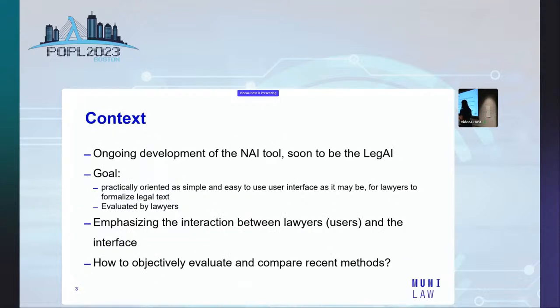This is the outline. I will just go straight to the first slide. The context of this research, which is work in progress, is that we were developing the normative AI tool, soon to be DeLeak AI, and it's based on annotations of different parts of the text and providing the logical relationship between these parts of the text. Our goal was to come up with a very practically oriented tool, which will be very simple and easy to use, so that it can be evaluated by lawyers. Our approach is very user oriented, so we are emphasizing the interaction between lawyers or users and the interface.